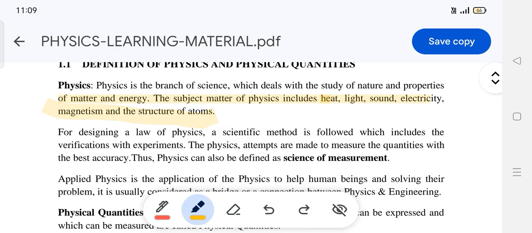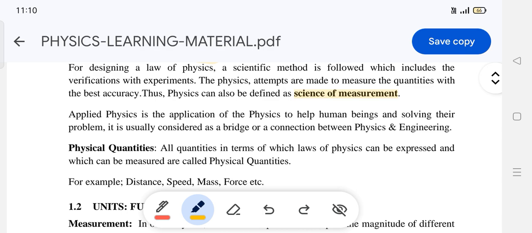For designing a law of physics, a scientific method is followed, which includes verification with experiments. Physics aims to measure quantities with the best accuracy, so it can be defined as the science of measurement. Applied physics is the application of physics to help human beings in solving their problems. It is usually considered a bridge or a connection between physics and engineering.